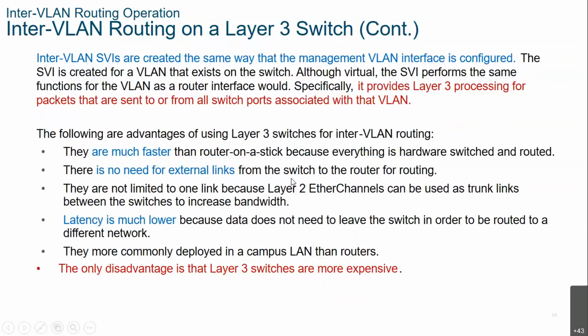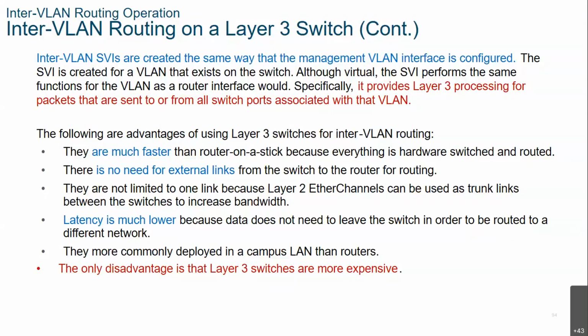So the inter-VLAN SVIs are created the same way the management VLAN interface is configured. Although it is virtual, you have to create it, giving an IP address and the default gateway and so on. And although it's virtual, the SVI performs the same functions for the VLAN as a router interface would. Specifically, it provides layer 3 processing for packets that are sent to and from all switch ports associated with that VLAN. So why have a layer 3 switch rather than a router?